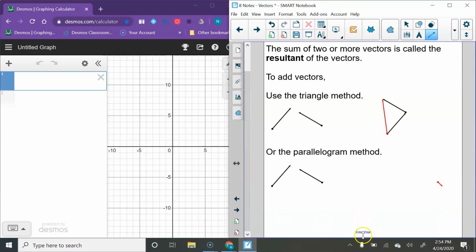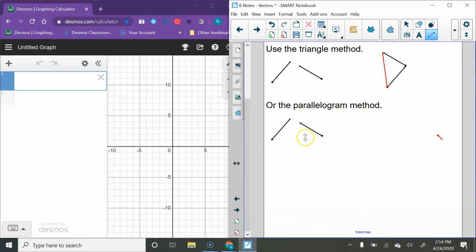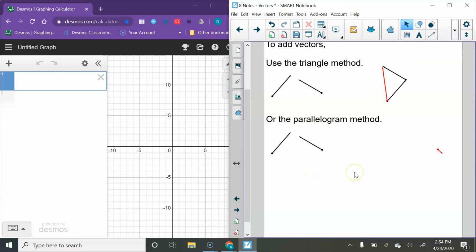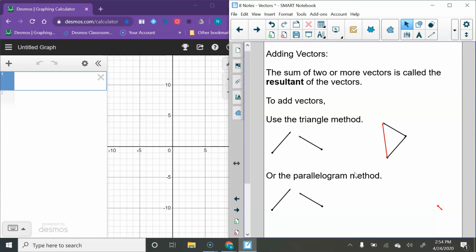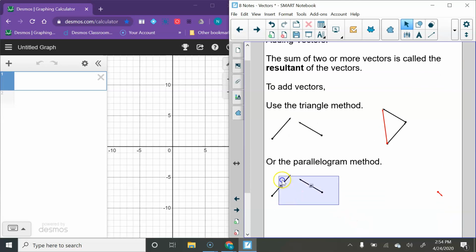Okay. The other method that you can use to add vectors is called the parallelogram method. And when I do the more difficult vectors, that's usually what I use. We're not going to do the really difficult ones. We might only do one of them, so we might not use it as much as I usually do. I actually need to copy and paste this twice here.